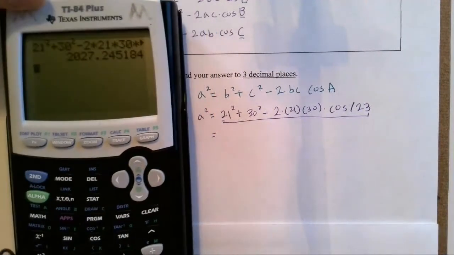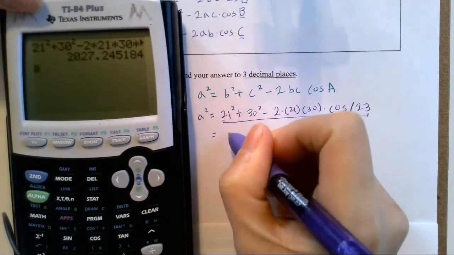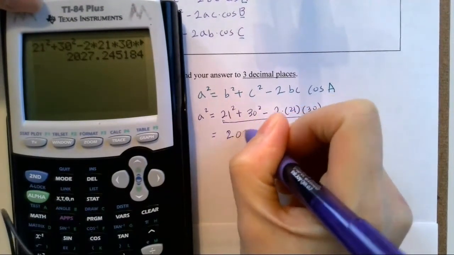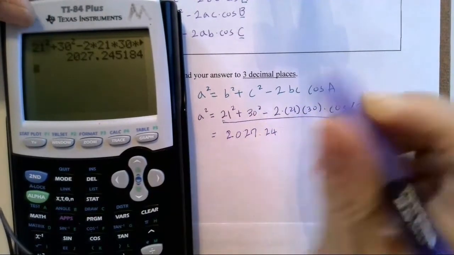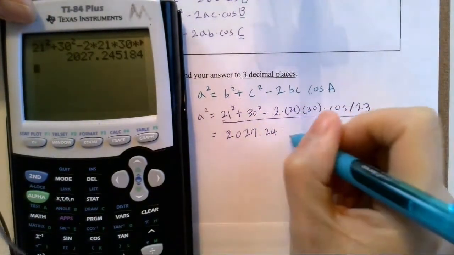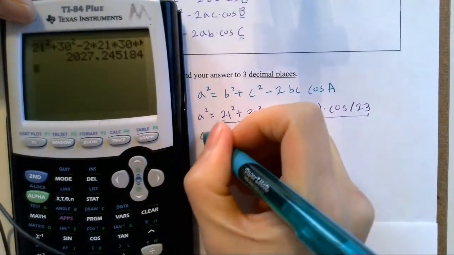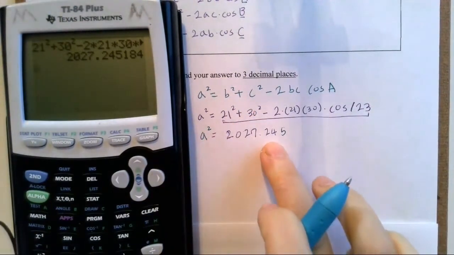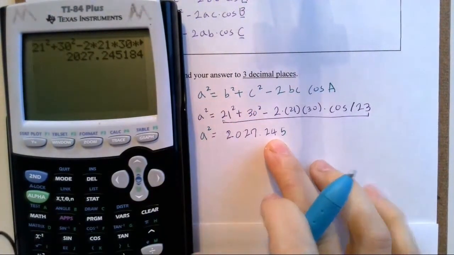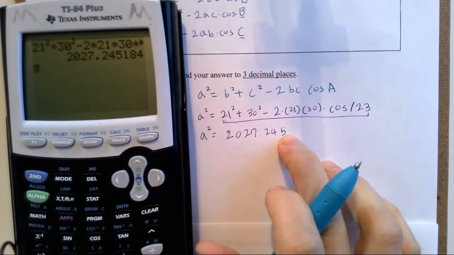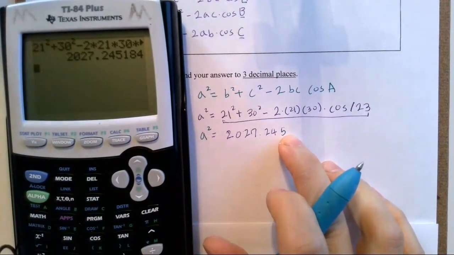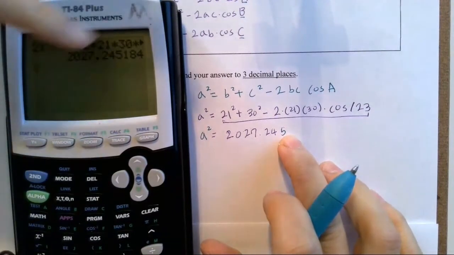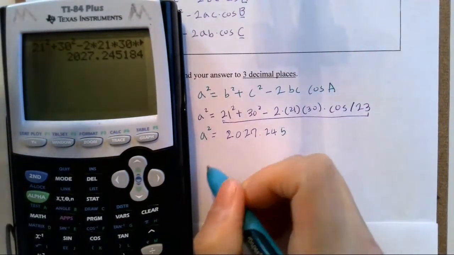Okay, I got the answer of 2027 point blah blah blah 245 blah blah blah. Oops, pen's not working. So a squared is that, right? What are we trying to find? Well, here's the thing. Some of you like to round your answer in the middle of the calculation. I always say don't do that because you're going to make a mistake. So keep this in your calculator, okay? Don't round anything.